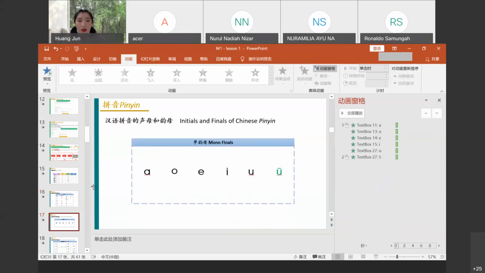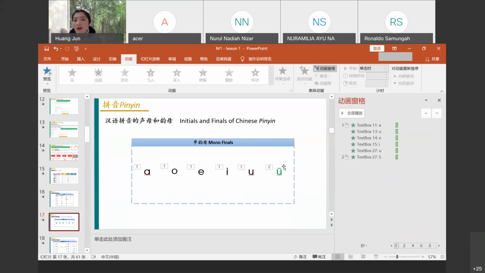Then, also last time, we introduced monofinals. Monofinals means finals with only 1 letter. They are a, o, e, i, u. So these 5 are the same letters as in English, which has a, e, i, o, u. But in Mandarin, we do not arrange the finals like that. The order of the letters is different. Make sure you remember that in Mandarin it is a, o, e, i, u. So arranged this way.